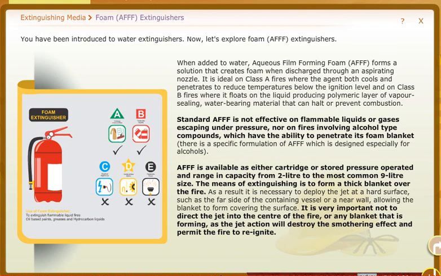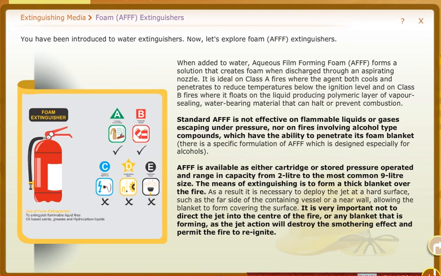Standard AFFF is not effective on flammable liquids or gases escaping under pressure, nor on fires involving alcohol-type compounds, which have the ability to penetrate its foam blanket. There is a specific formulation of AFFF which is designed especially for alcohols. AFFF is available as either cartridge or stored pressure operated, and ranges in capacity from 2 liters to the most common 9-liter size. The means of extinguishing is to form a thick blanket over the fire.